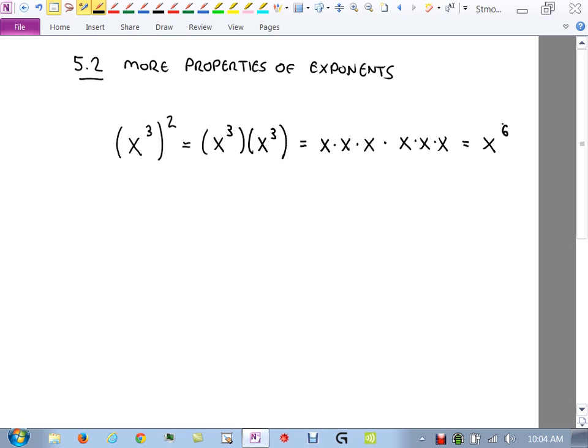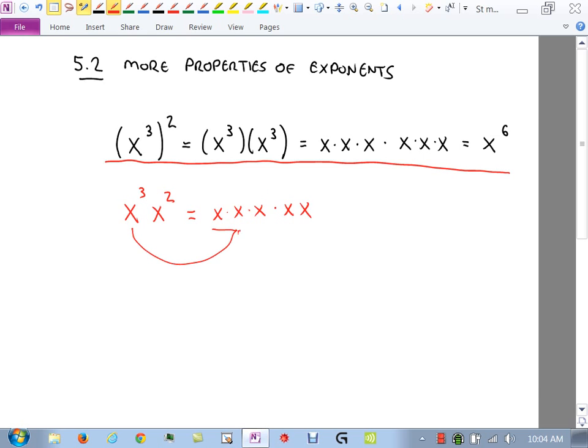Do you see how that is different than the property we just learned? The property we just learned was this property, right? X to the 3rd, x to the 2nd. In this property, you add them, don't you? Because you have x times x times x times x times x. So this one, those 3, this one, those 2. You add those up, you get 5.